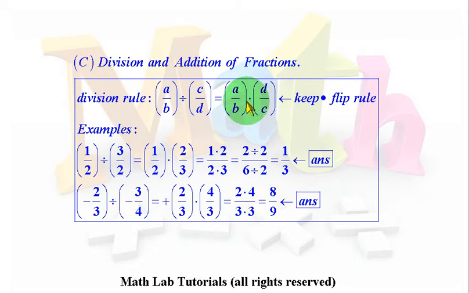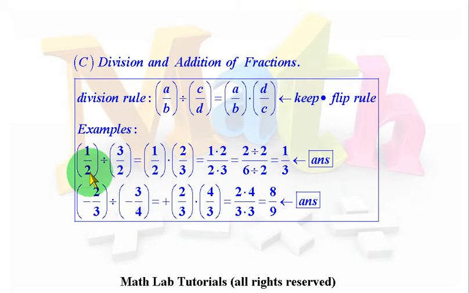So it's keep, dot, flip. Okay? So it's keep, that becomes a dot, and that becomes a flip. Keep, dot, flip. I often abbreviate that as K dot F. K dot F for short. Okay, so if you ever see that in any of my following videos or any videos to come, K dot F means keep dot flip. It's the division rule for dividing fractions.